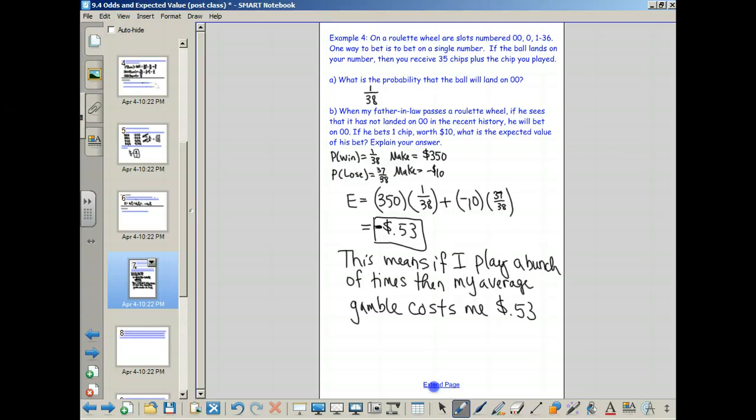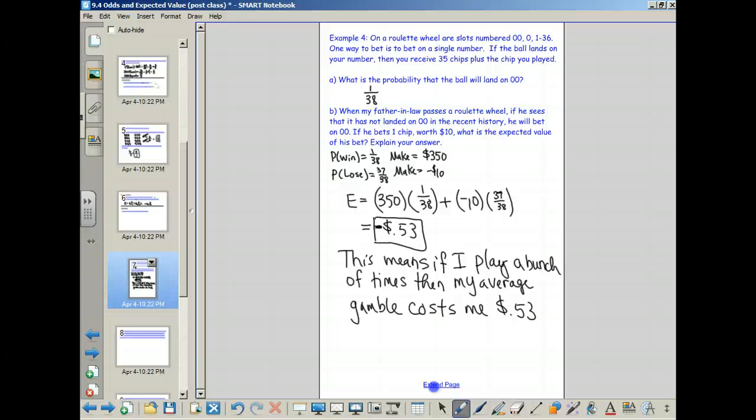So if I win early on and I quit early on, then I'm probably going to be up for today. But if I have this mindset that I'm going to play until I win, I very well might play 500 times before I win and then have a whole bunch of money today. But over time, the expected value would be 53 cents.